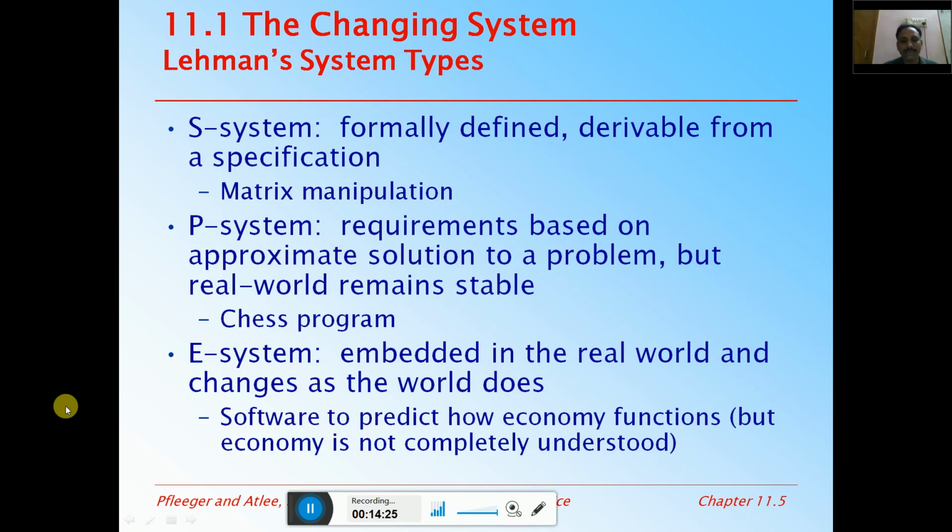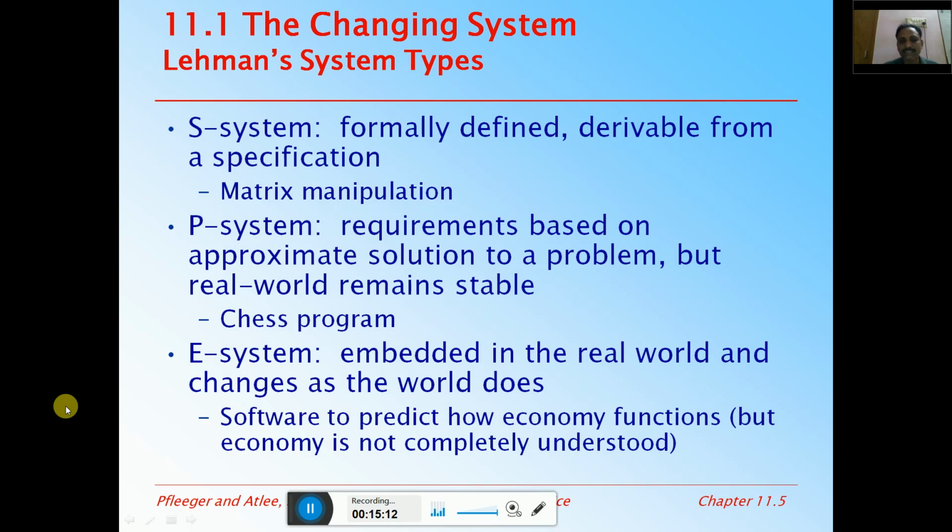In the E systems, E stands for embedded systems: embedded in the real world and changing as the world does. For example, software to predict how the economy functions, but the economy is not completely understood. So what is this E system? In the S systems you are well understood about the specifications and the solution. In the P system also you well understand the solution, but that solution is infeasible to implement, so you implement the solution in an incremental manner. That is the P systems.